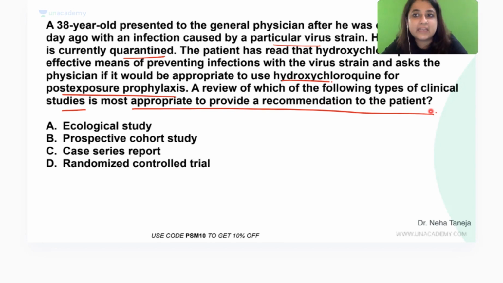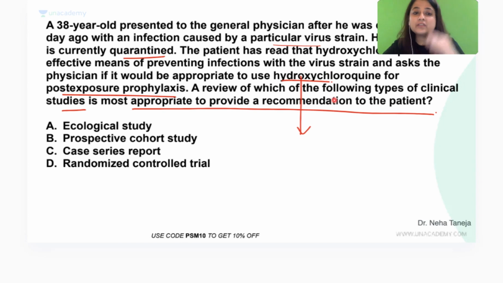I have almost 15 MCQs today where you have to use your brain and you have to identify these types of studies or the numericals that way. Okay, so can you tell me what this patient wants? The patient is simply asking the doctor that doctor, can hydroxychloroquine be used for post-exposure prophylaxis? Yes. So to be able to answer that, what type of study designs will be most appropriate, everybody?